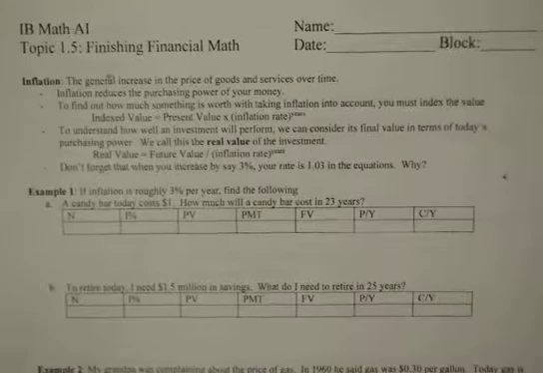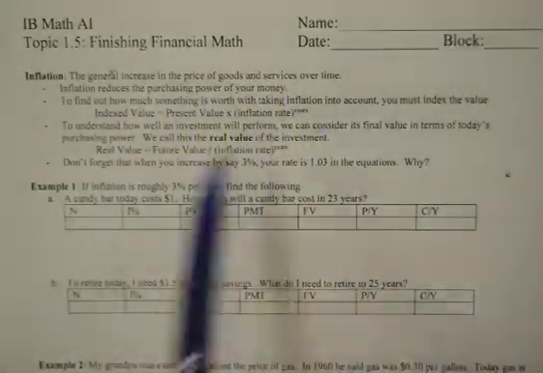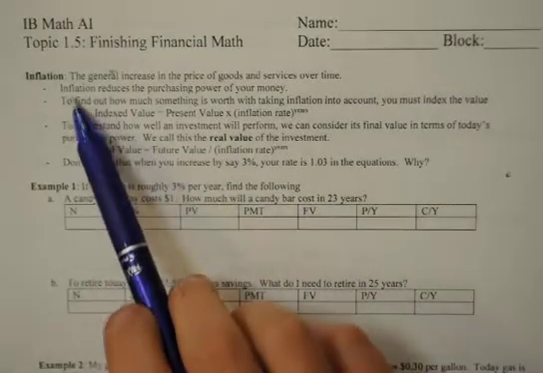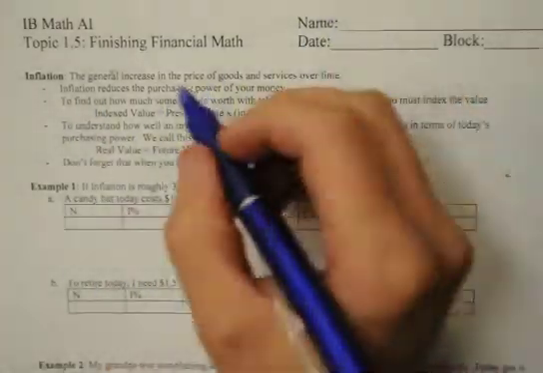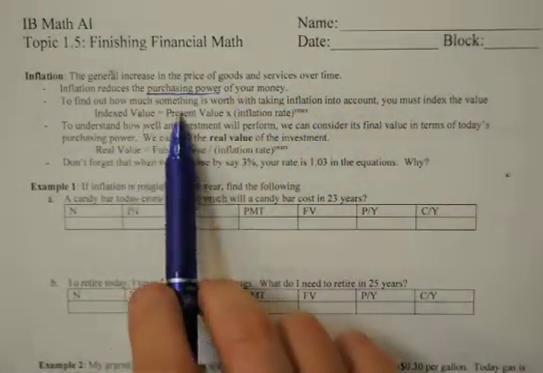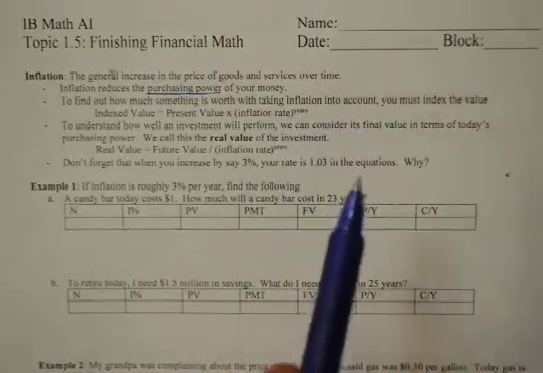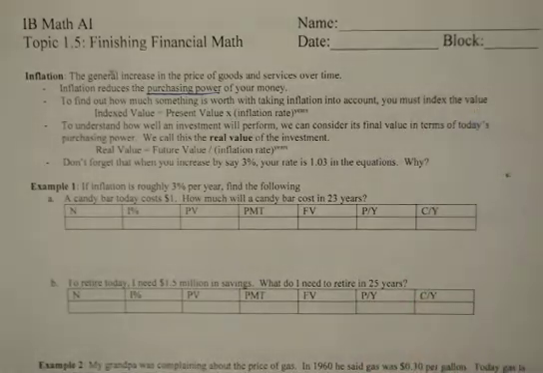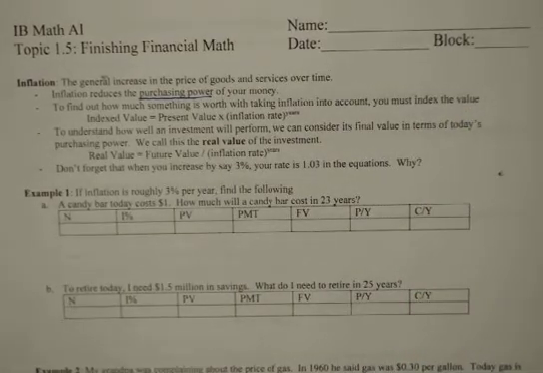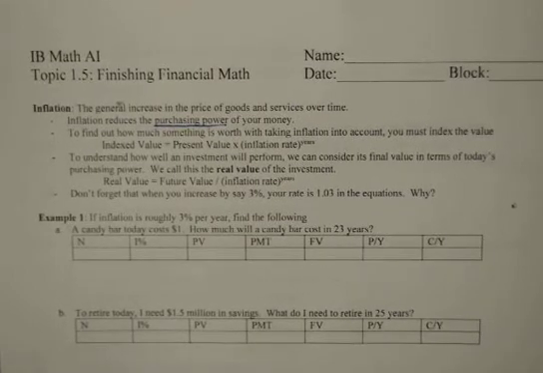So, general inflation is the general increase in the price of goods and services over time. You know that word. It reduces your purchasing power. You might see that word. To find out how much something is worth, taking inflation into account, we find the index of the value. So if something is worth $500 today, what's it going to be worth in 2030? That's called the index value.